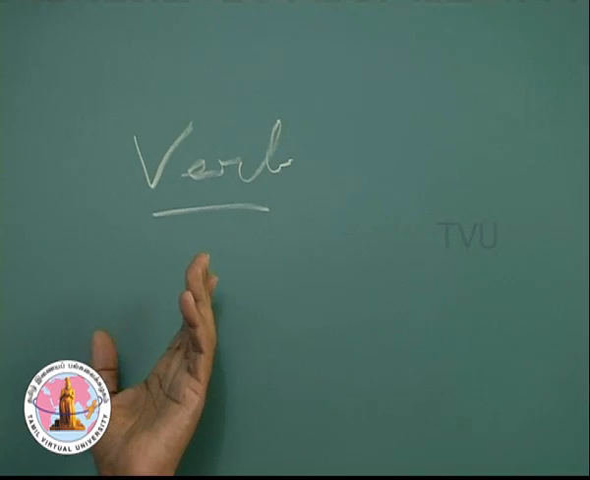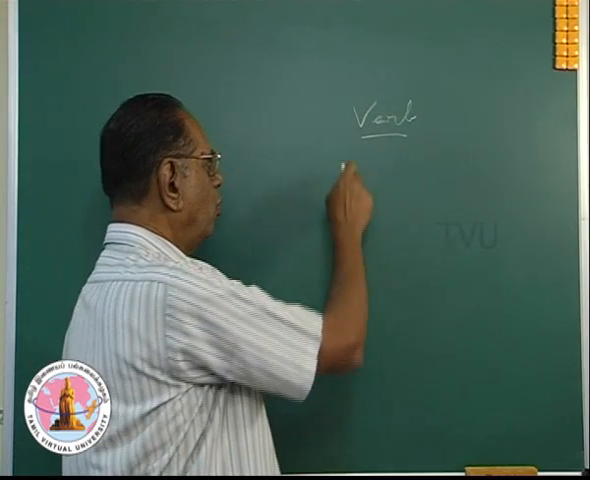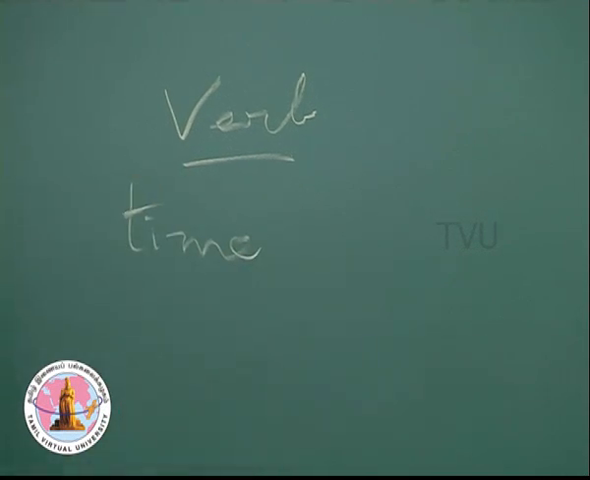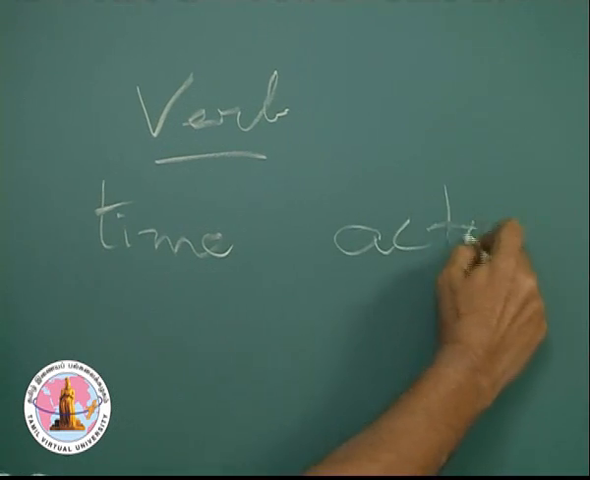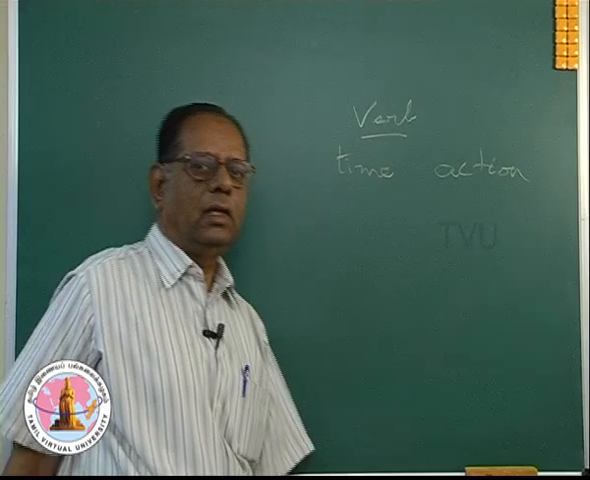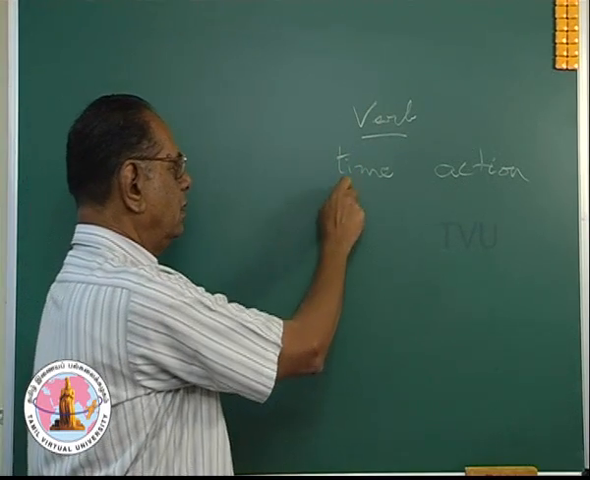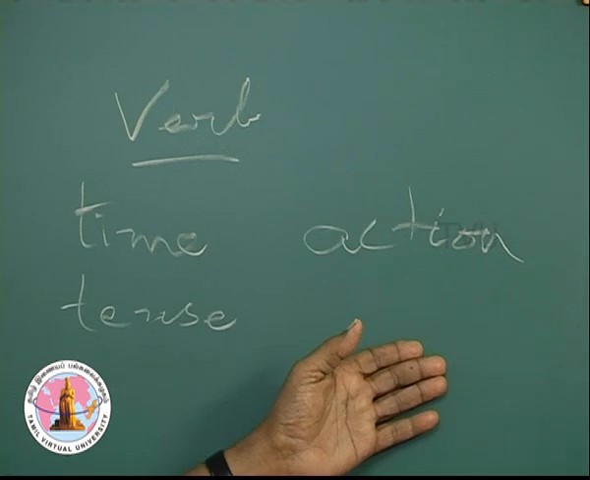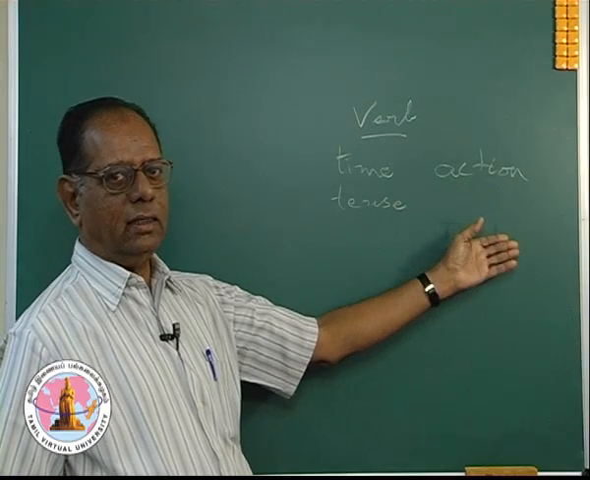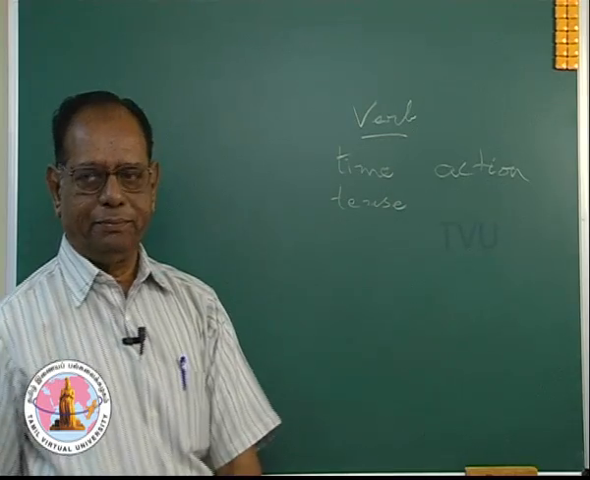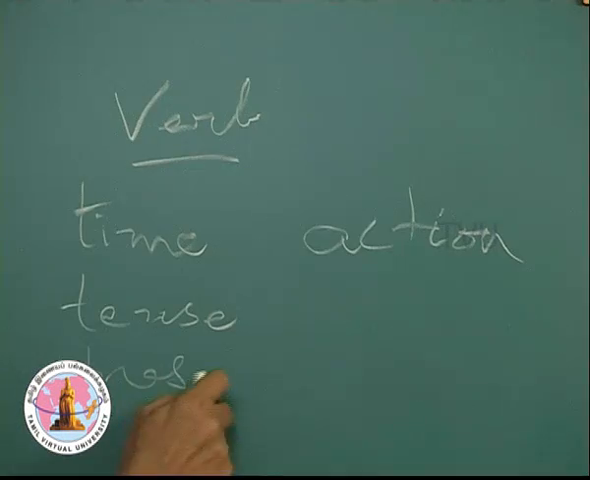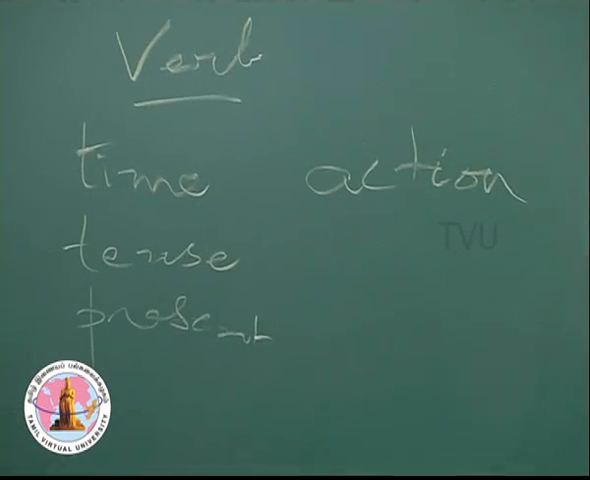You know what a verb means? A verb denotes time and action. By time we mean the tense, and the action is, as you know, the work done or executed at that time. In tense we have three, namely present, past and future.